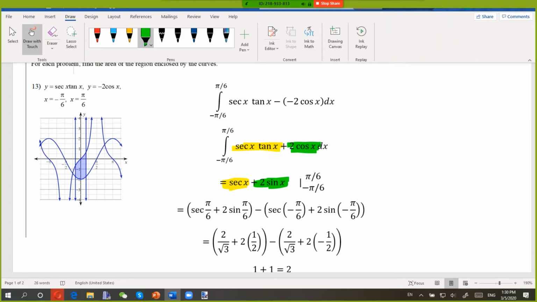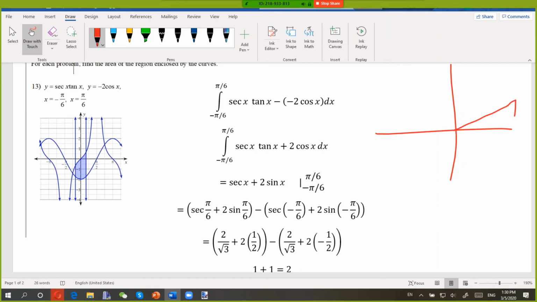Okay, so I'm going to plug in upper bound minus lower bound just like we were doing. From our unit circle, at pi over 6, so I have a long side and a short side here. My long side is always root 3 over 2, and my short side is always 1/2.